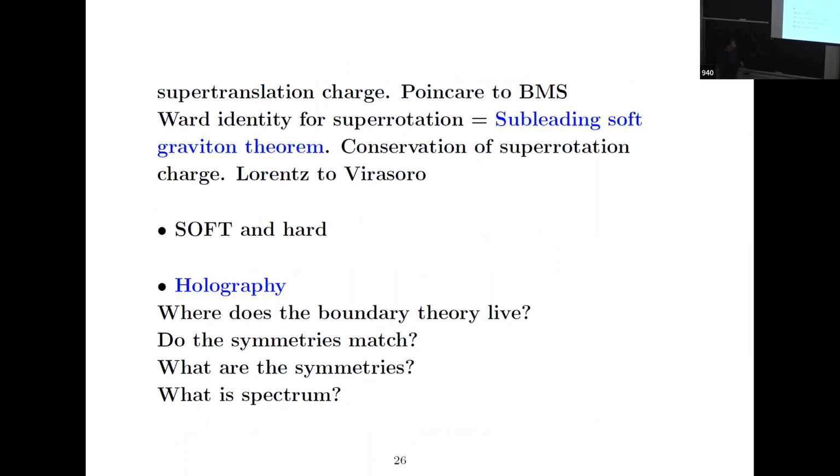Okay, so between asymptotic symmetry and the soft theorem, we have the known Ward identity. Through the Ward identity, we can make the correspondence between these two sides. Then, from the lesson of the AdS/CFT correspondence, we can think about what the boundary theories are and how the symmetries on both sides match, and what the symmetries and the spectrum are.